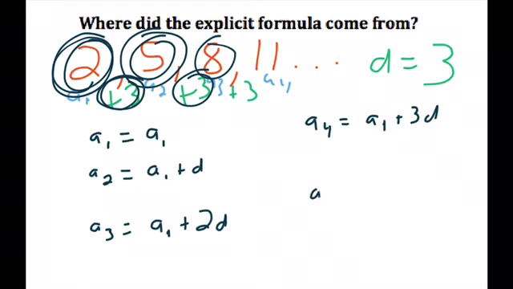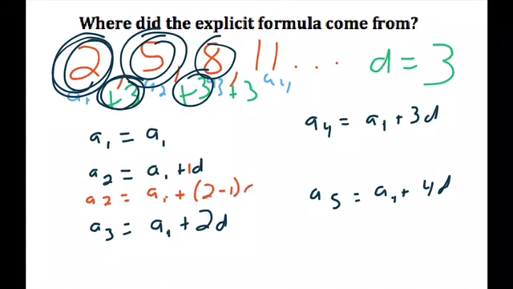And to get to A sub 5, I would have A sub 1 plus 4 D's. Okay, now this is where the explicit formula comes from. If we look at our pattern here, I have A sub 2 equals A sub 1 plus, now remember there's an invisible 1 right there. So I can put in parentheses 2 subtract 1 times D, because 2 minus 1 is 1.